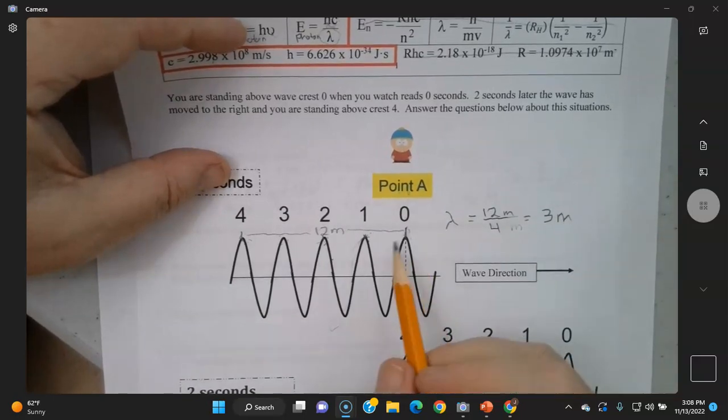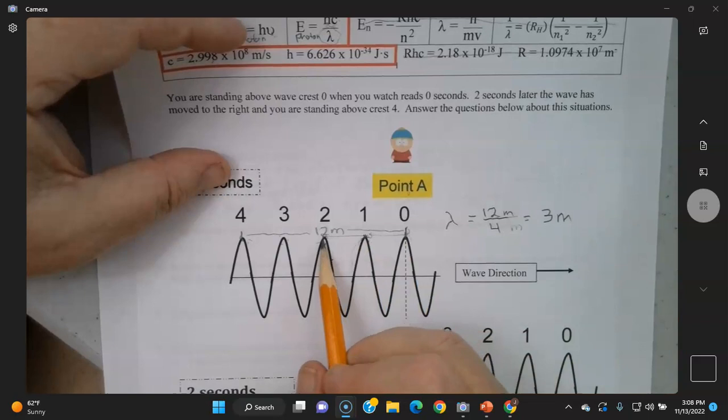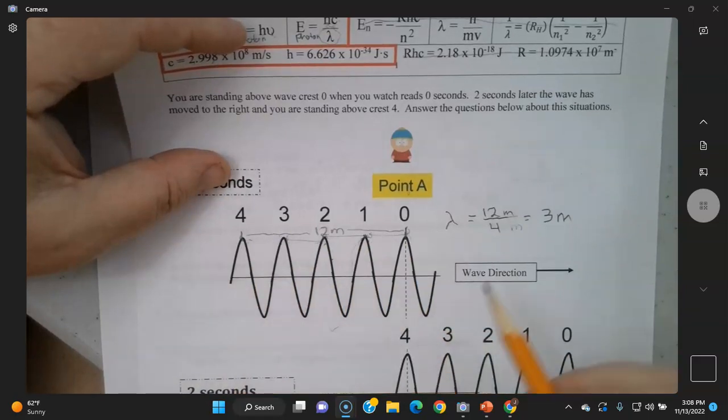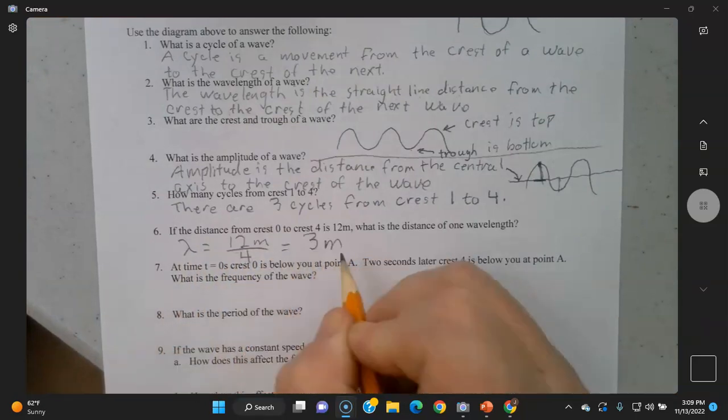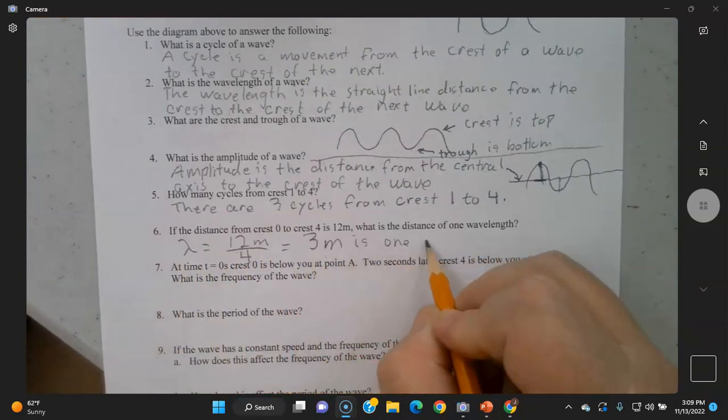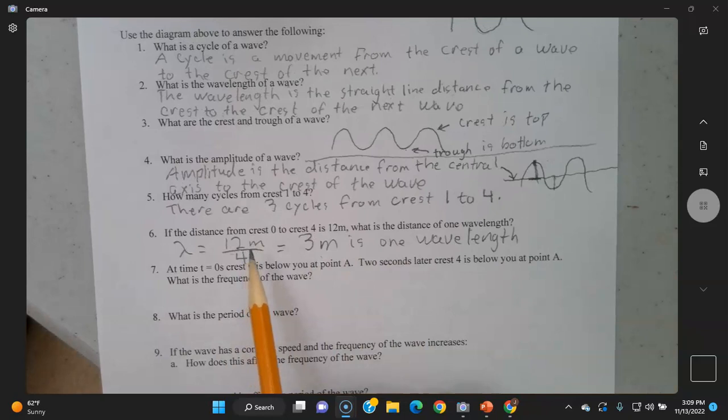So each of these is 3 meters, 3 meters, 3 meters, 3 meters. So that's a wavelength is 3 meters, okay? 3 meters is one wavelength. Okay, at time t equals 0, crest 0 is below you at point A. 2 seconds later, crest 4 is below you at point A. What is the frequency of the wave?